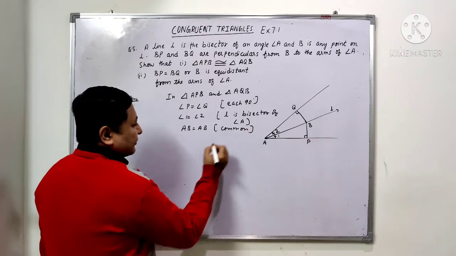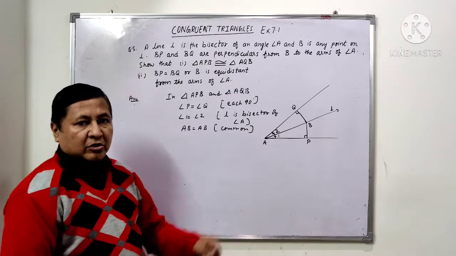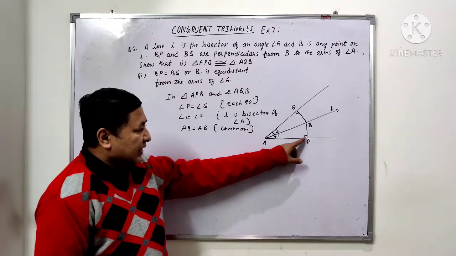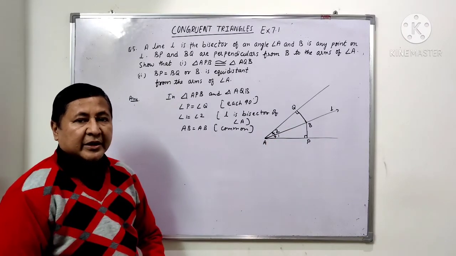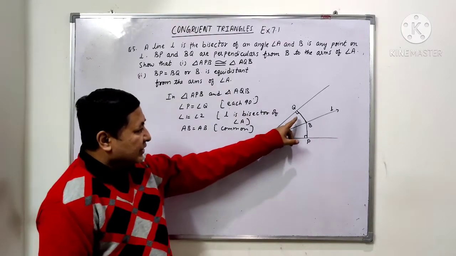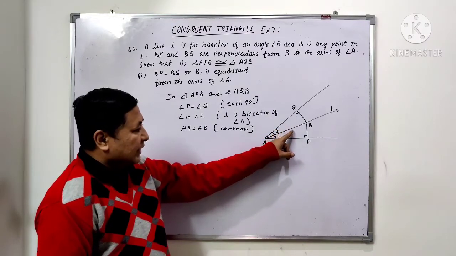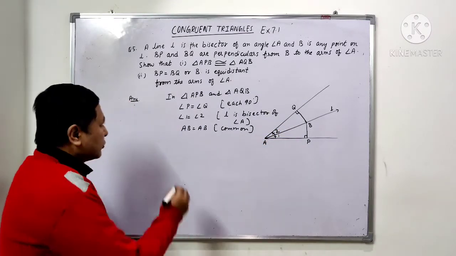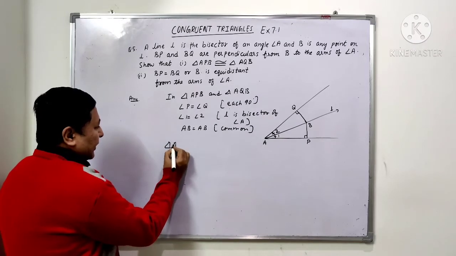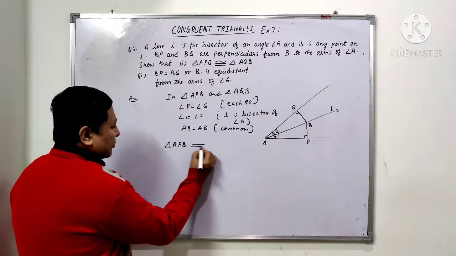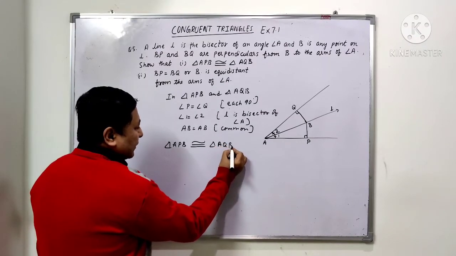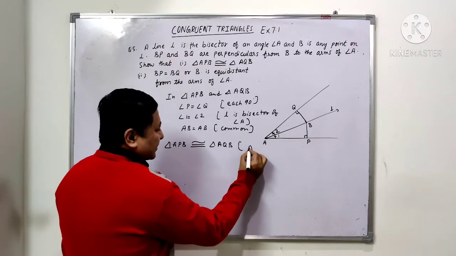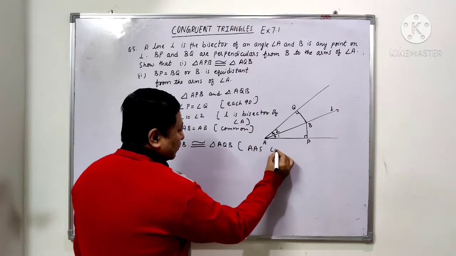So now if you see carefully, these two triangles are congruent by the rule of angle and then side. So they are congruent by the AAS rule. Again you can see here angle, and this AB as side. So triangle APB is congruent to triangle AQB by the rule known as the angle side congruence rule.